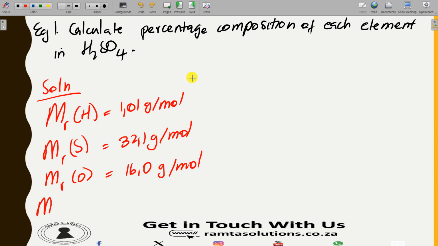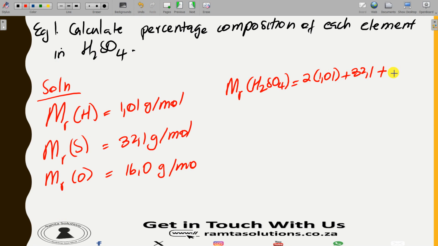Now from this, let's find the molar mass of sulfuric acid. What is it? It is 2 times 1.01 plus 32.1 plus 4 times 16.0. Let's quickly get our answer. It is 2.02 plus 32.